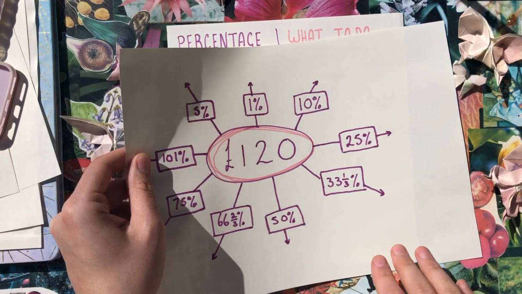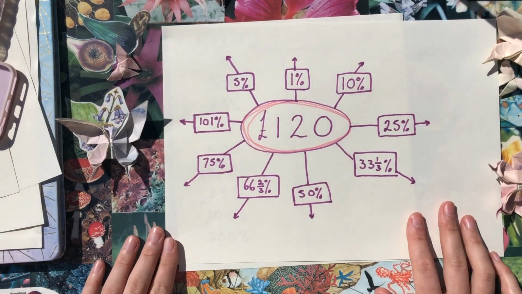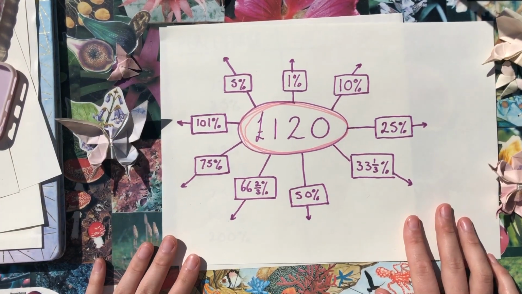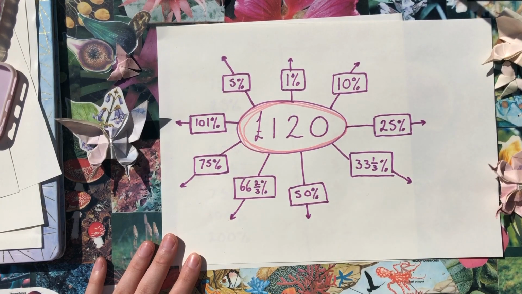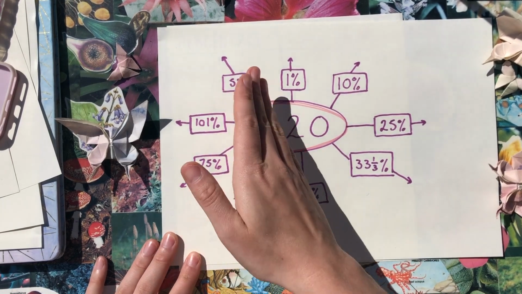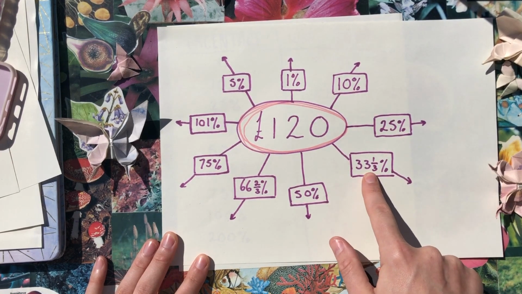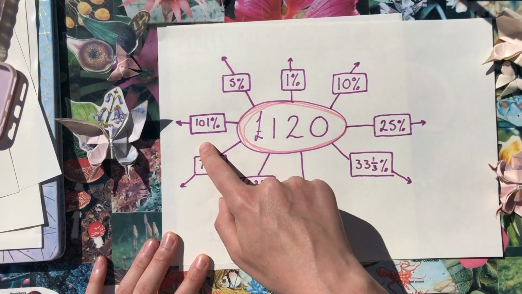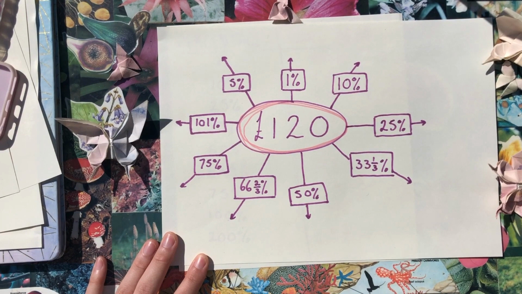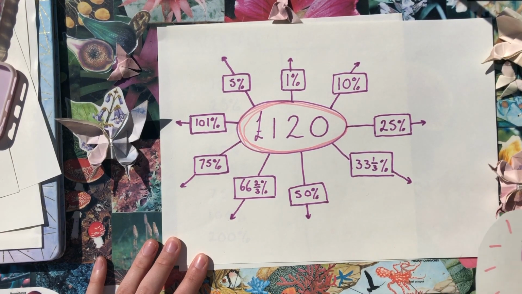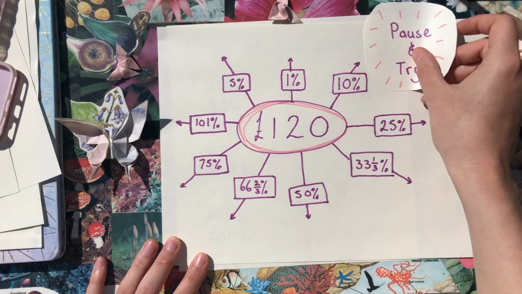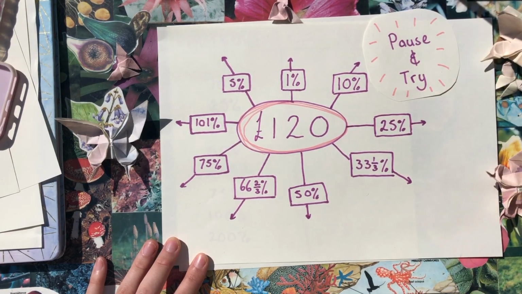And just as a little bit of practice, let's have a look at this here. So we've got £120 in the middle, and I would like us to find, go around clockwise, 1%, 10%, 25%, 33.3%, 50%, work your way around. This shouldn't take much longer than five or so minutes, so don't spend too much time on it. Have a pause and a try.